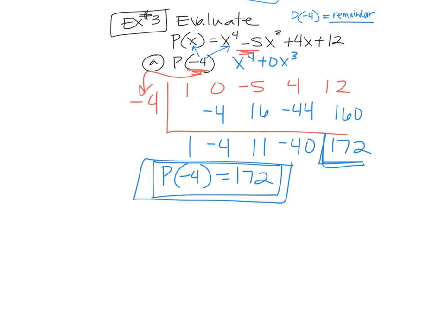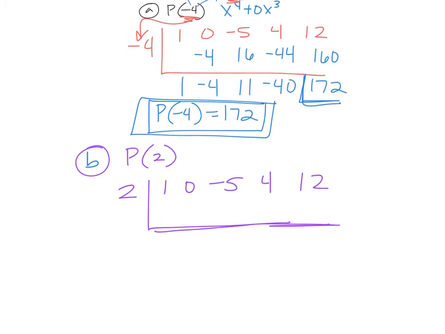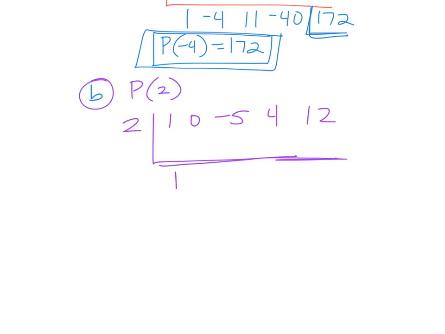Okay, so we're going to do the exact same one, but with just a different number. Evaluate P of 2 with the same formula here. So it's going to be a 2 out in front, and it's those same numbers, 1, 0, negative 5, 4, and 12. So bring down your 1. 2 times 1 is 2. 0 plus 2 is 2. Multiply. 2 times 2 is 4. Add those. You get negative 1.